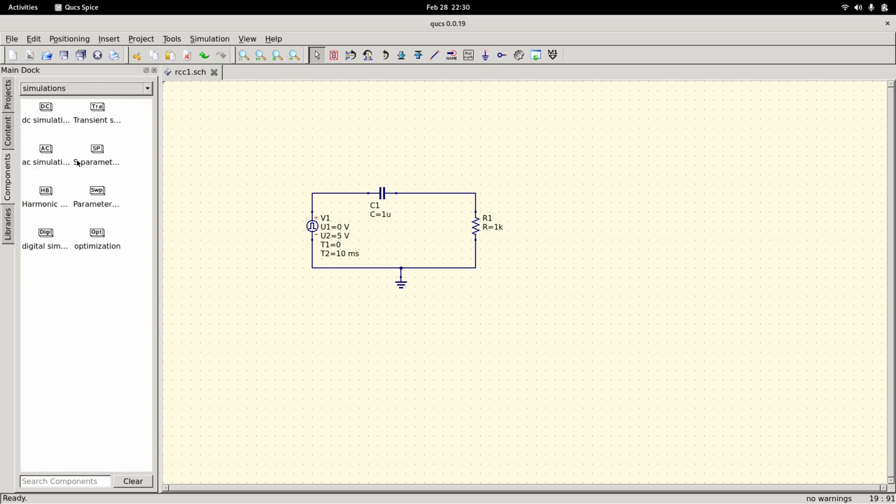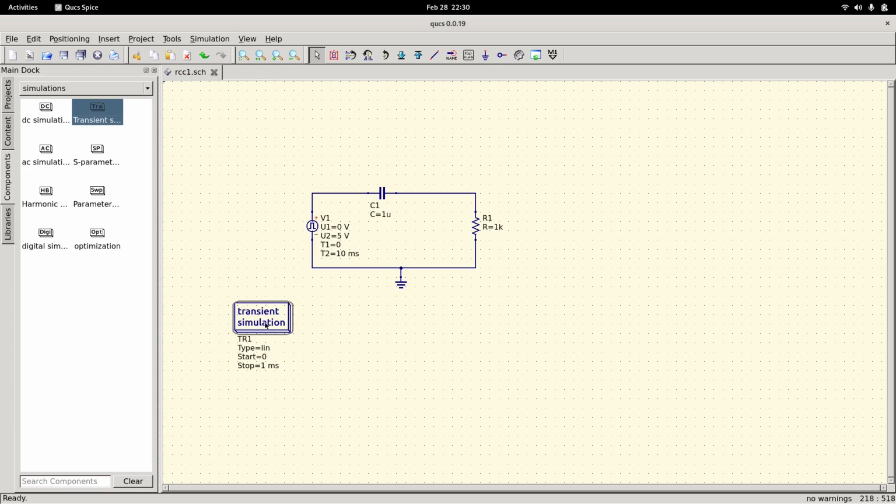Click on that. Then the possible simulations are displayed on the left side. Click on transient simulation. It follows on your mouse tip. Place it on the circuit diagram anywhere on the board. This step is very important. Unless you are placing this panel on the board, simulation is not possible. So you have to pick it from the menu and place it on the board. Then only simulation is possible.